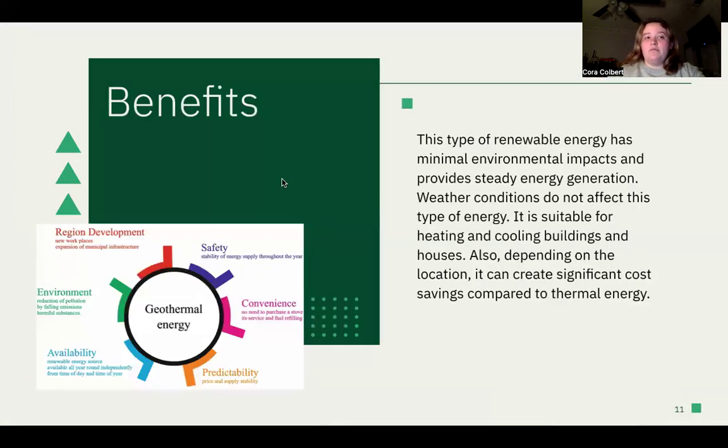A benefit of geothermal energy is that, aside from the benefits that I stated before, it also has a significantly lower cost of using this type of energy. So you're able to save a lot more when using this compared to thermal energies.